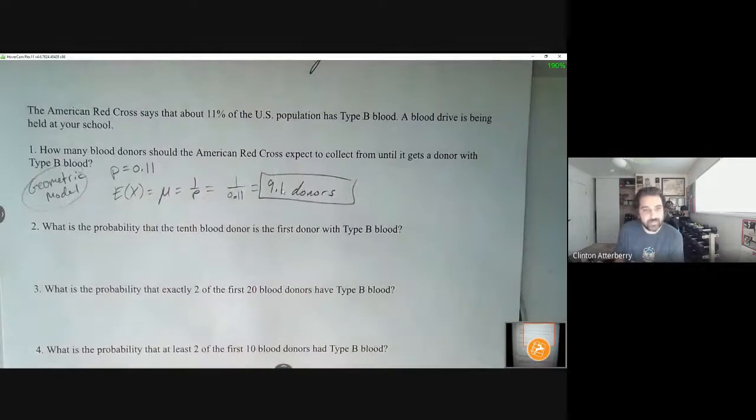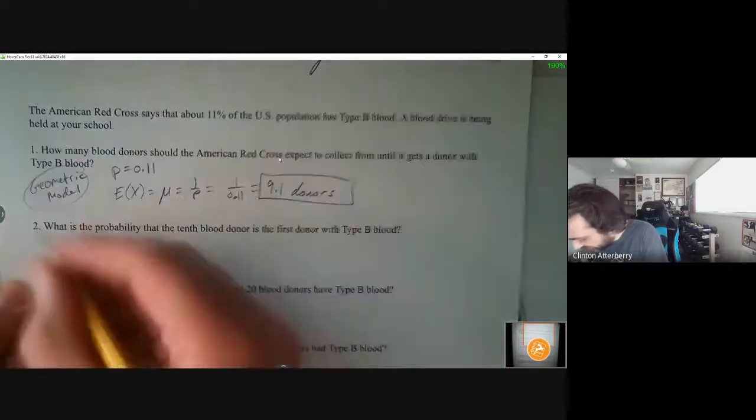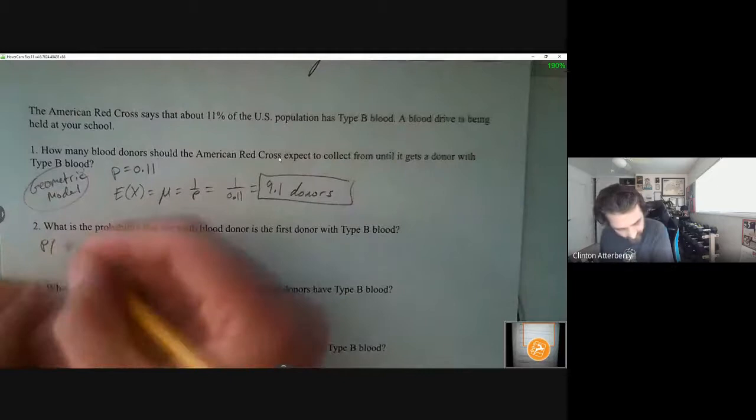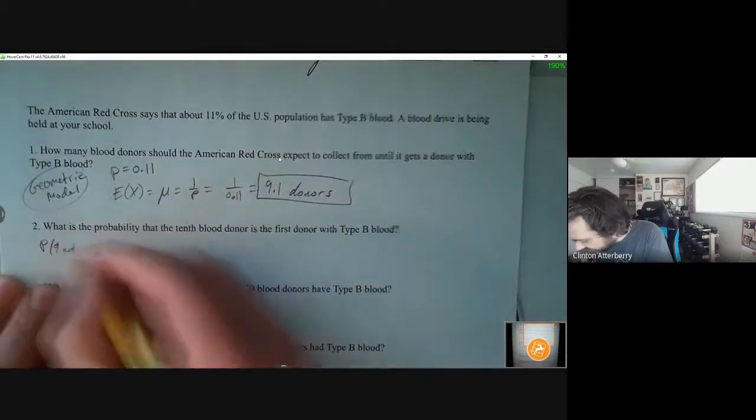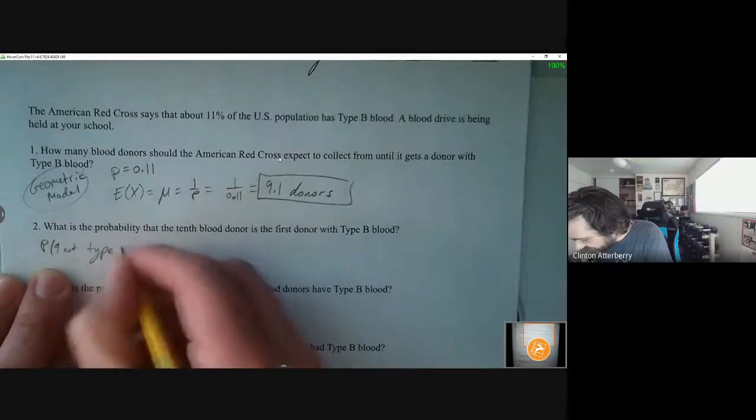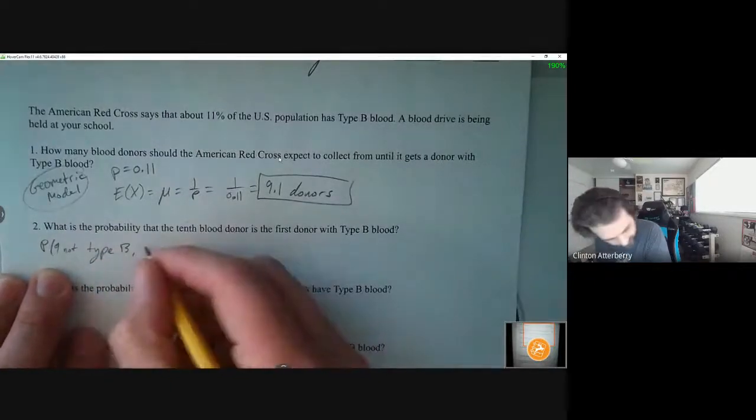All right, moving on to question 2. What is the probability that the 10th blood donor is the first donor with type B blood? So you've got 10 donors, and the first 9 are not type B, but the 10th donor is type B. So we want to know the probability that there's 9 not type B, comma, type B on 10th.